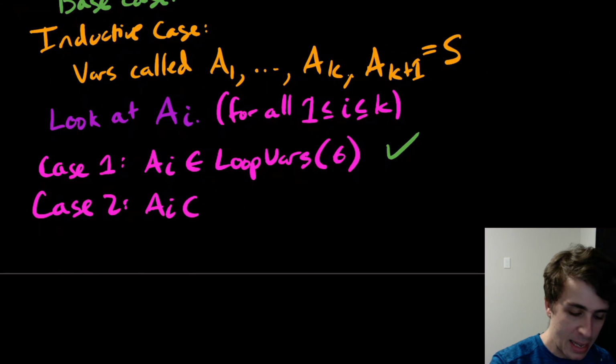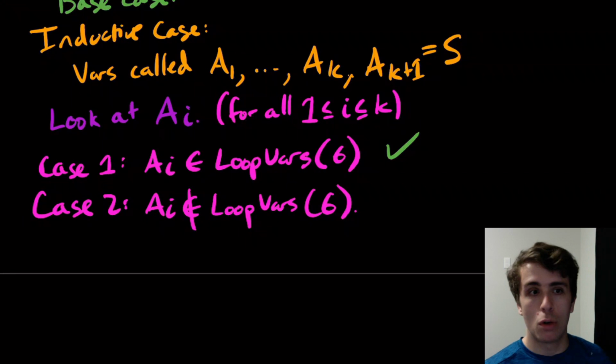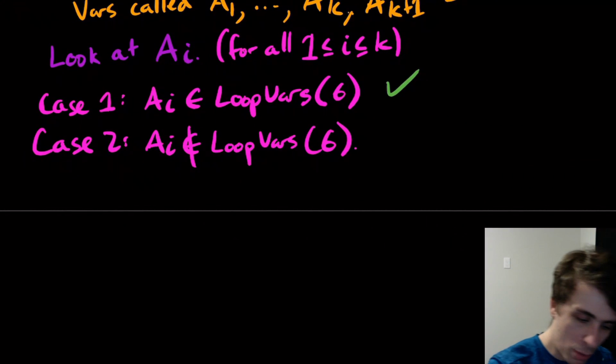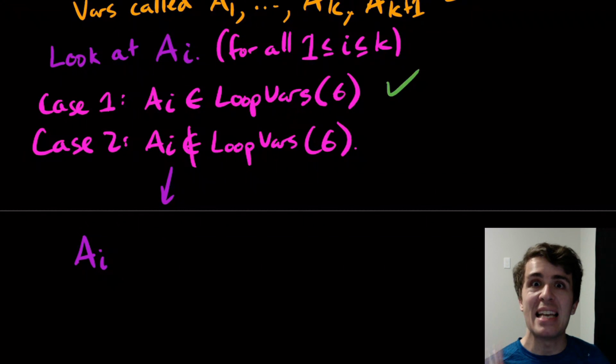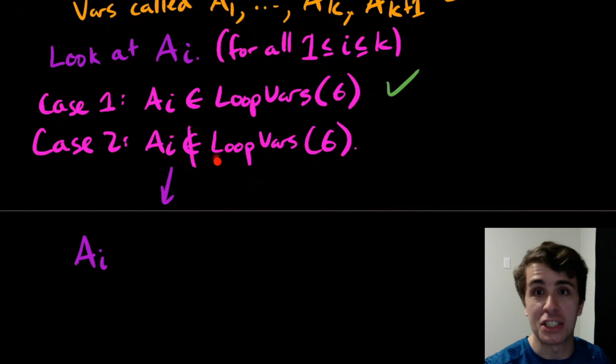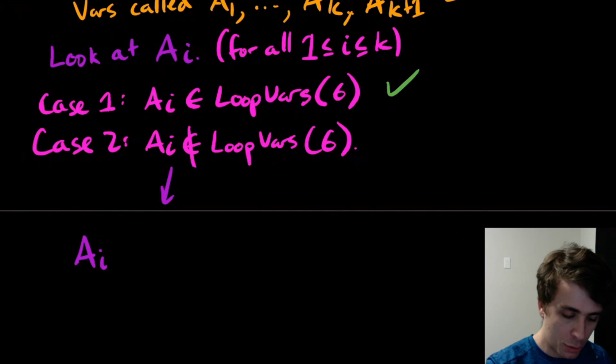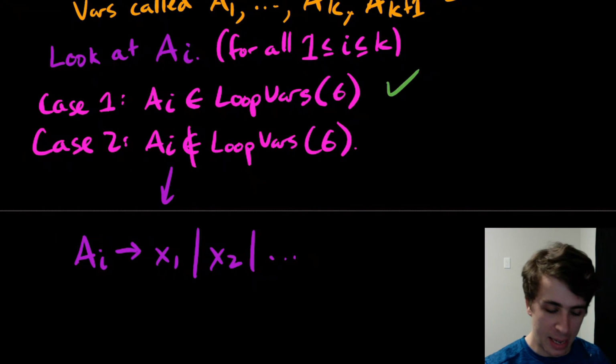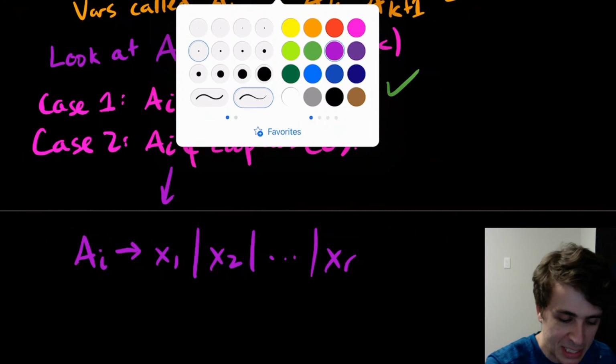So AI is not in the loop variable set of G. So what do we actually do in this case? What we can notice from this right here is that AI has a bunch of rules, and AI itself is not on the right-hand side because we are assuming that it's not in the loop variable set. So all of its rules are going to be like x1 or x2, or let's just say xr. So there are r rules, let's say.